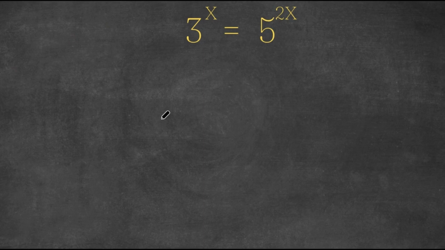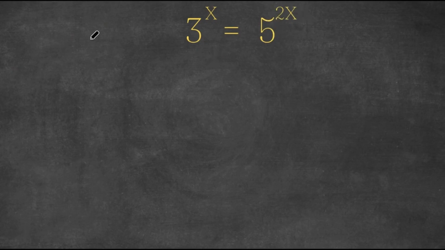In today's video, I'm going to be teaching you guys how to solve this exponential equation. So we have 3 to the power of x equals 5 to the power of 2x. And what we're first going to do is simplify this right-hand side of it. We have 5 to the power of 2x.